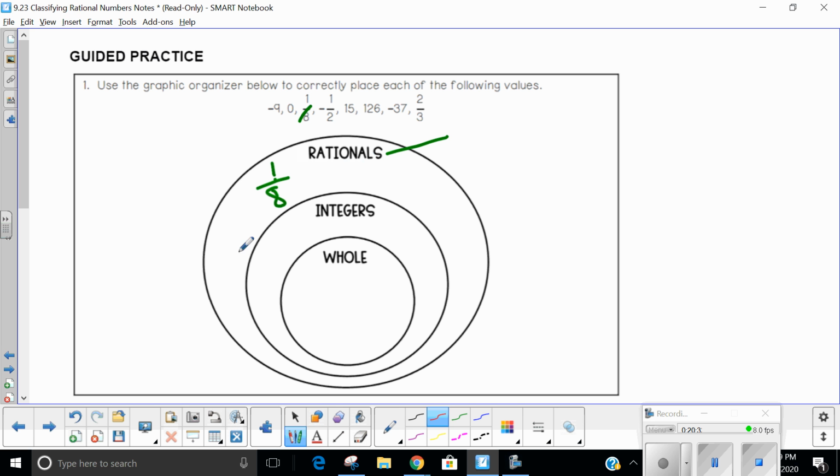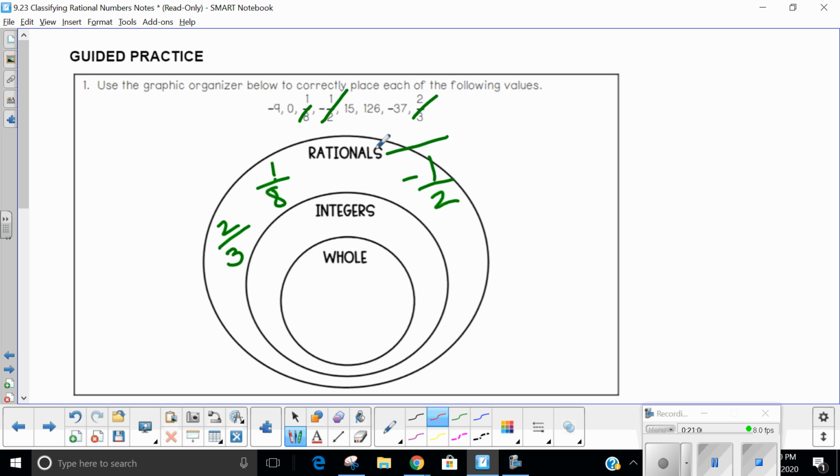So it belongs in this group on the outside, rational numbers. And then let's look here. Now remember, fractions can be negative too. So if it looks like a fraction, we're going to throw that into the rational category. And here's another fraction, 2/3. So then we can put that in the rational category too.